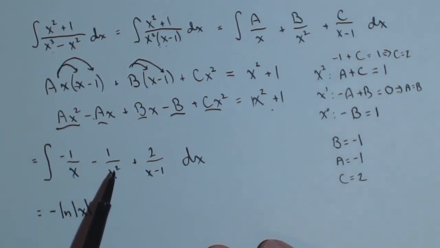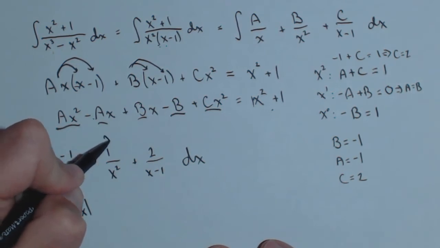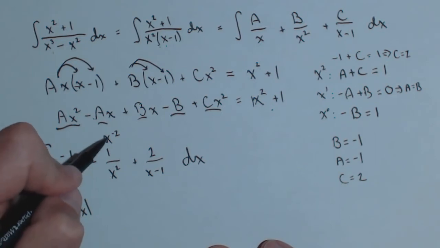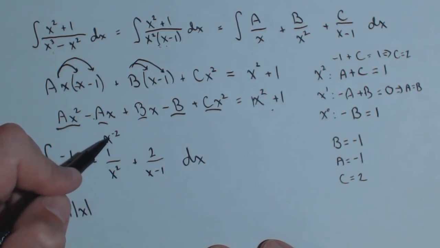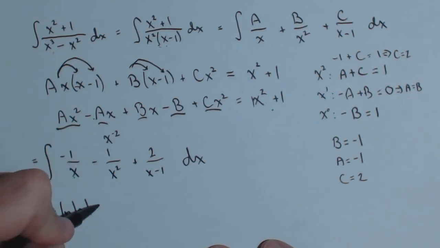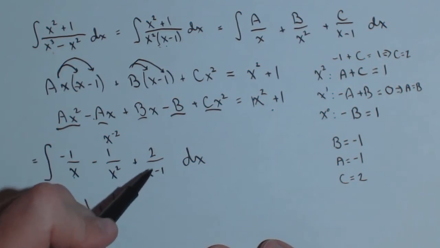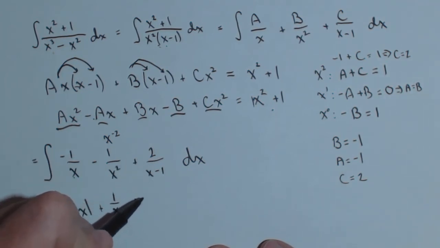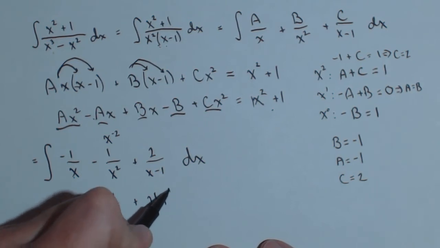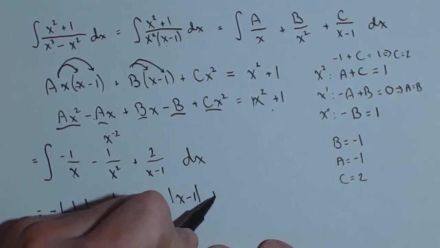Now what I'll see here is a lot of people really quickly say, oh, well, that's just negative ln of x squared. Remember, this is the same thing as x to the minus 2. This is not the derivative of natural log of x. This is just a power rule. And what we would get is x to the negative 1 over negative 1. So we're going to end up with plus 1 over x. And if you're not sure, take the derivative of that. You'll get back to this. And this one, again, we do have an ln. So plus 2 natural log of the absolute value of x minus 1 plus C.